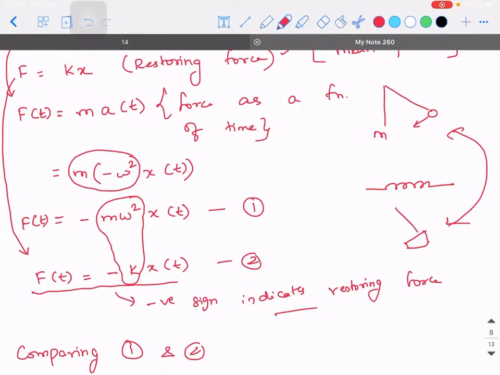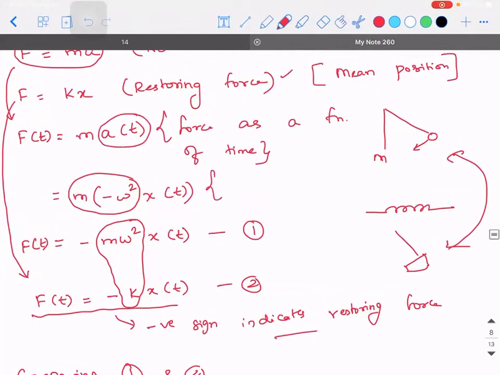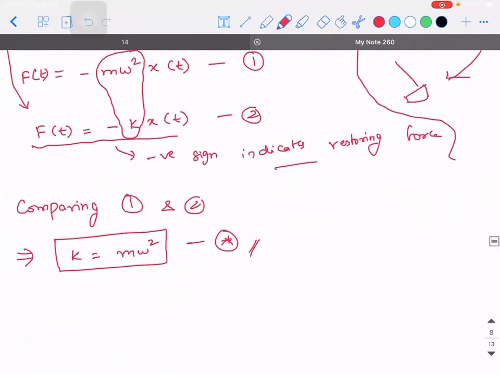How did m a(t) become m into −ω² x? Because acceleration of an object in SHM is −ω² x. Got it? Acceleration of an object is given by −ω² x. So k is equal to m into ω².